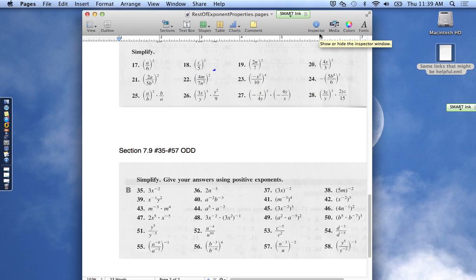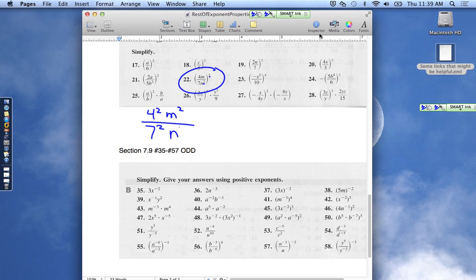Let's look at a problem like number 22 where you have more terms. So each term gets squared. Everything gets squared. So my numerator becomes 4 squared m squared. My denominator becomes 7 squared. n is already squared, so it becomes n to the power of 2 times 2, n to the 4th. And then you end up with 16 m squared over 49 n to the 4th. And that would be your expansion or your simplified answer. And that 4 is an exponent, so it should be smaller. That becomes your answer for a problem like number 22.